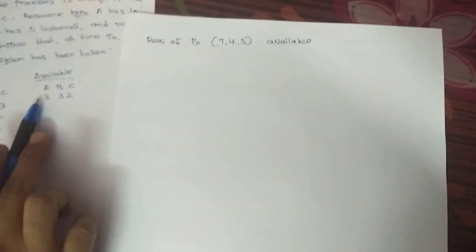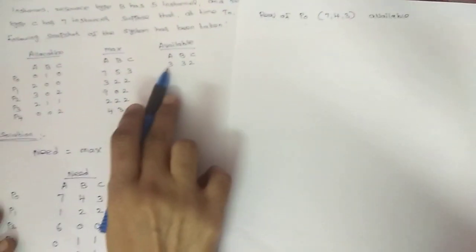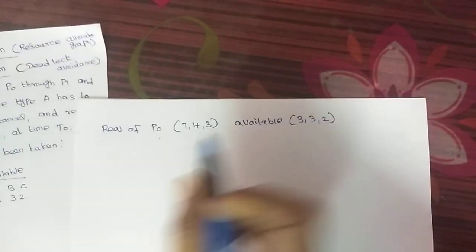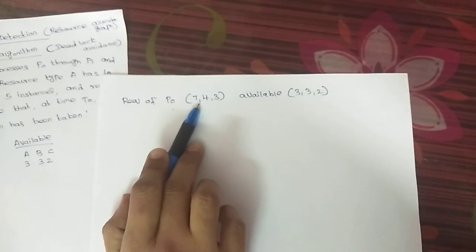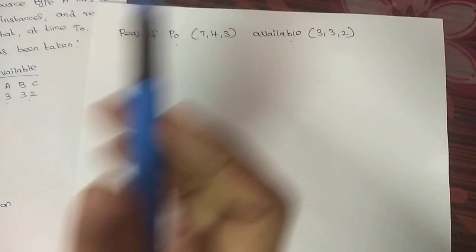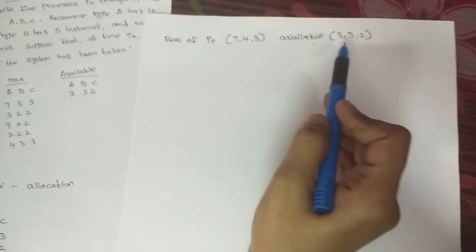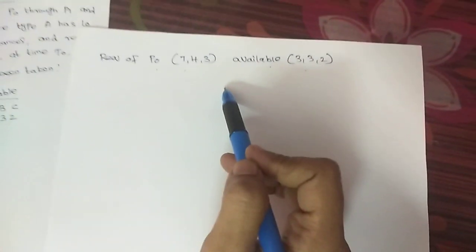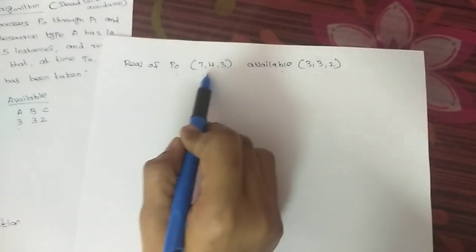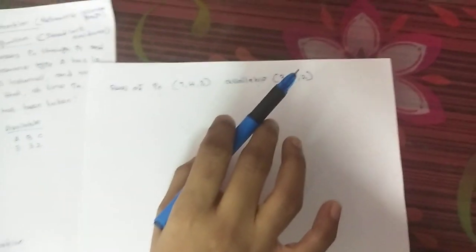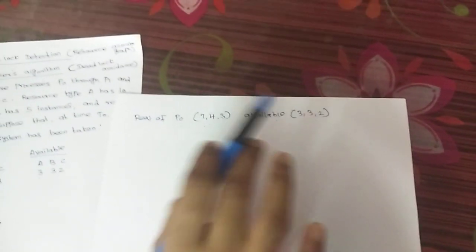We have the available that has been given in the equation itself, A, B, C: 3, 3, 2. We are going to compare this request, that is need, with available. Need of process P0 with available, that is given 3, 3, 2. If the need is less than or equal to available, we are going to grant, and the algorithm turns true. If the request, that is need, is greater than the available, we are not going to grant, and then the algorithm turns false.